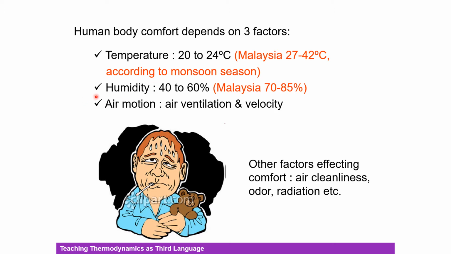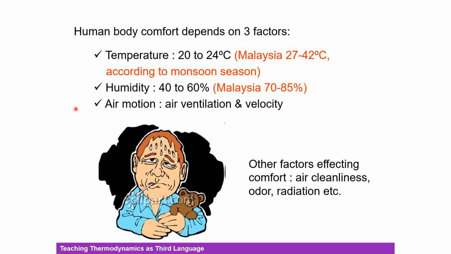Another factor that affects your human body comfort is the humidity. Humidity must be maintained between 40 to 60%. Humidity is nothing but the amount of moisture present in air, so the higher the moisture, the higher the humidity. In Malaysia, our humidity is between 70 to 85%. So we can use air conditioning to reduce the humidity so that we can achieve the comfortable level, which is between 40 to 60%.